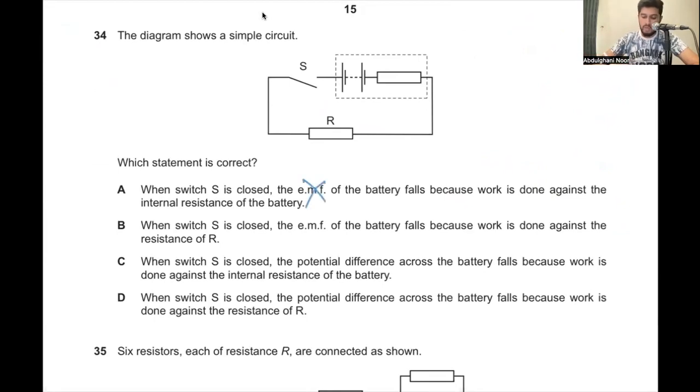Incorrect. When switch S is closed, the EMF of the battery falls because work is done against the resistance of R. Once again, the EMF stays constant. Potential difference कम होता है. When switch S is closed, the potential difference across the battery falls because work is done against the internal resistance of the battery. Yes, the potential difference falls and work is done against the internal resistance of the battery. C is the correct answer.